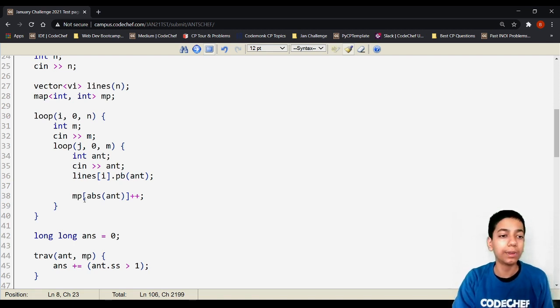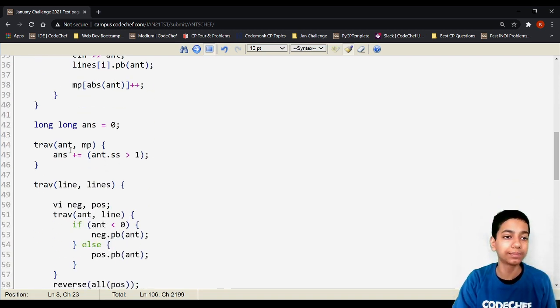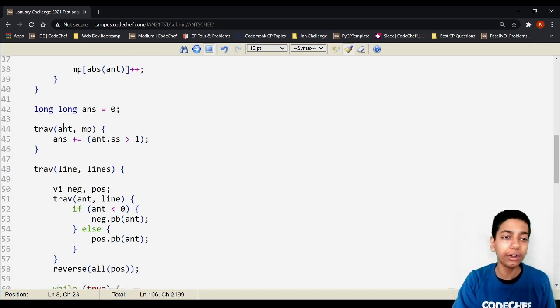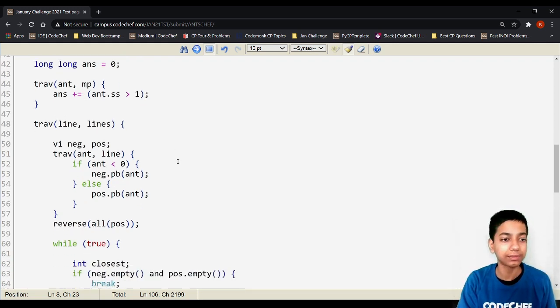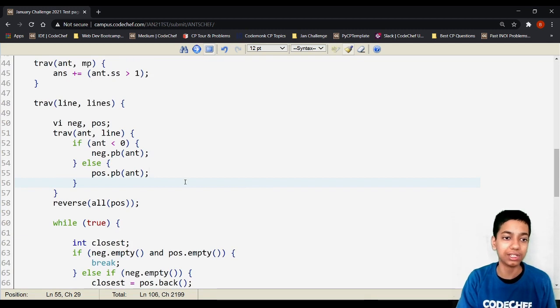And remember to increment map of absolute of a, plus plus. Then answer equal to 0. Since there could be a lot of collisions, we need to take it as long long. Then iterating over the map, a dot second denotes the number of ants with that distance. If there is more than one ant for any particular distance, then simply increment answer by one. Basically, there's a collision at the origin between ants of that distance.